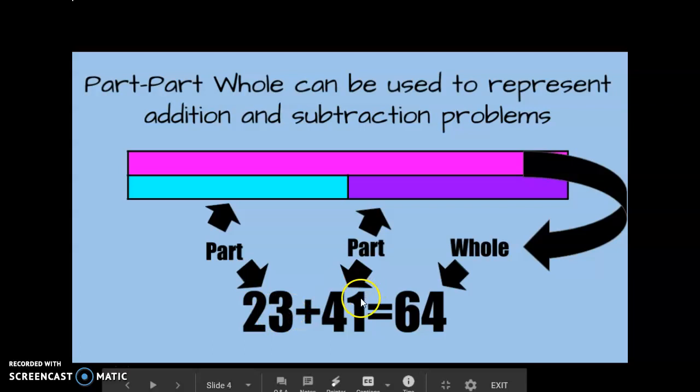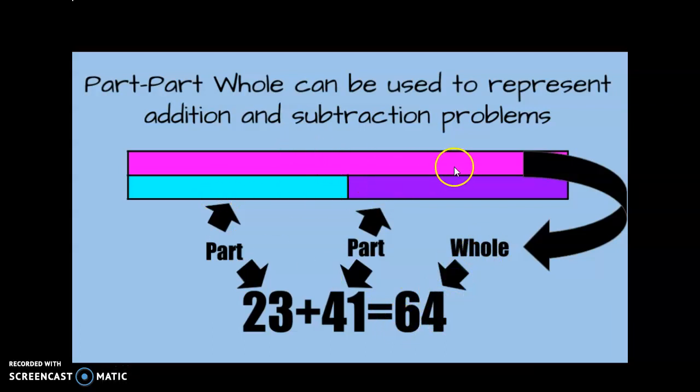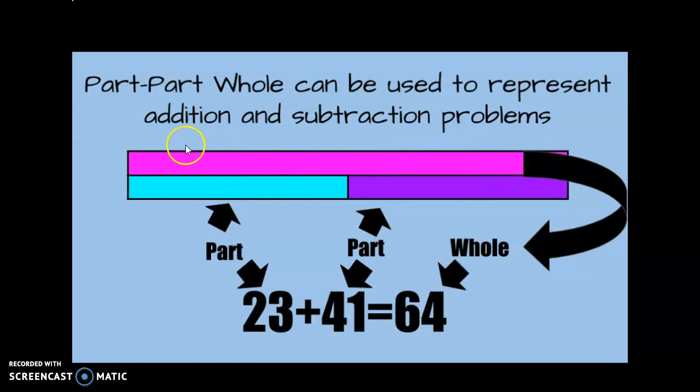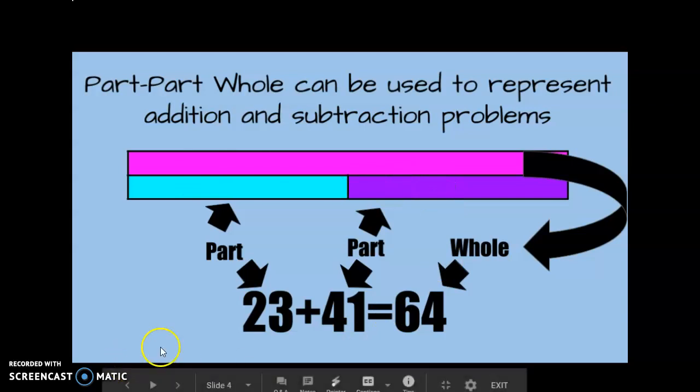So my 2 numbers that are being added are considered my parts. And then my total, my answer, is considered my whole. So what I have here is a bar, or bars, that represent the 2 parts. My aqua green color is one of the parts, so I might put the number 23 here in green. And then my other part, my number 41, would go in the purple. Now the answer goes in the whole, which you see covers both parts.